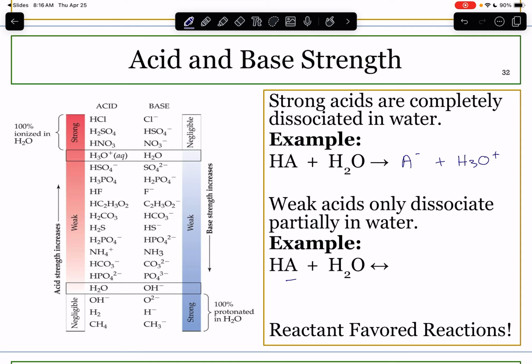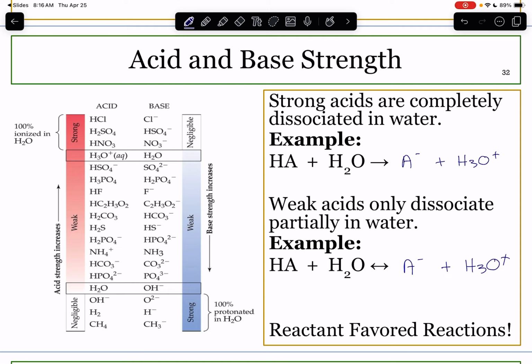So the A still represents any anion, and the acid still transfers a hydrogen to the water molecule, and so the products look the same, A- and H3O+. But this arrow is a reversible reaction arrow. The reaction can go both ways. As the reactants begin to react together and turn into products, they don't get to go to completion. So not all of the reactants turn into products. Some of the products begin to turn back into reactants. This is also called an equilibrium reaction.